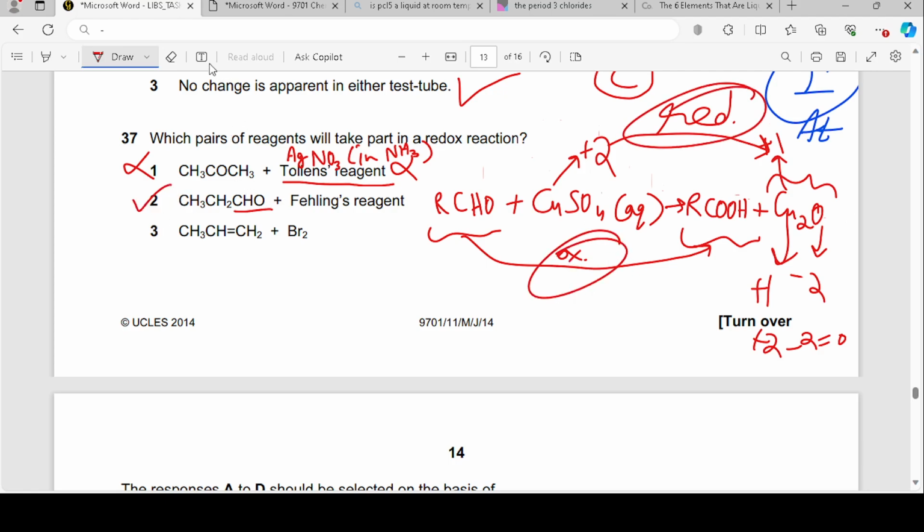So this is a true statement that if you have an aldehyde, firstly you give a positive test of Fehling's reagent, so this reaction is possible, and secondly you can see clearly that it's a redox reaction. Okay. And then we have CH3CH2CH3CH double bond CH2 plus Br2. That would be an addition reaction, so you get CH3CHBrCH2Br, and obviously over here in Br2 you have 0 oxidation state, whereas in this compound you would get it.